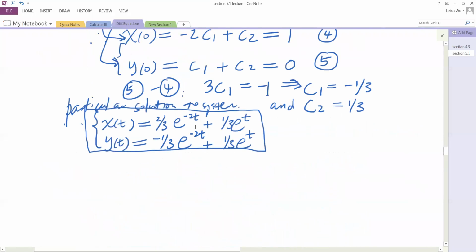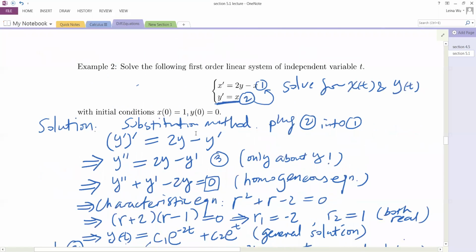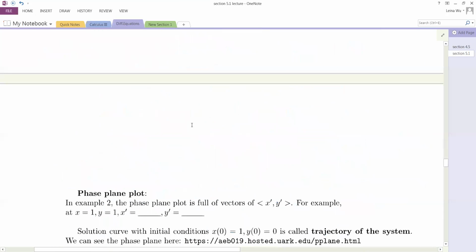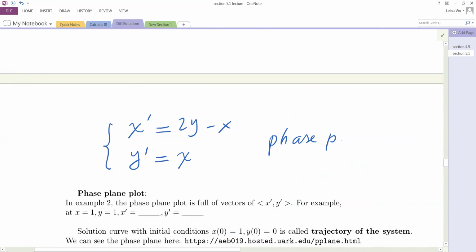Let me copy the system down again so it'll be easier for us to see. So I'm going to write the system here. We have x prime is 2y minus x, and y prime equals x. So the phase plane basically is a bunch of vectors that's based on x prime and y prime.